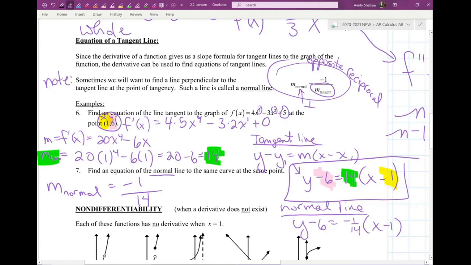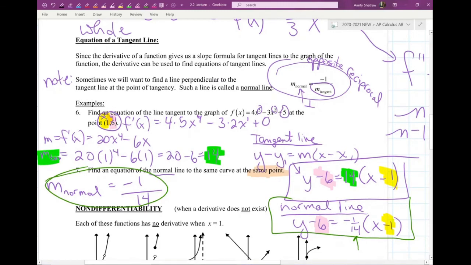And that's because he said, specifically he said, pick that same point. So that same point will have in it y being 6, and it will have in it x being 1. And the only thing that changes is this right here, the normal slope of -1 over 14. That's the only thing that changes. Okay? Because he said he wanted it at the same point. All right, there you go.